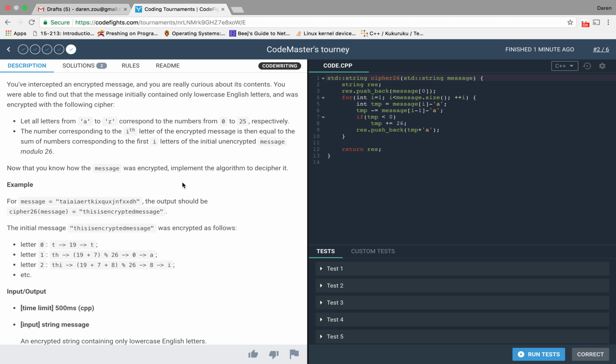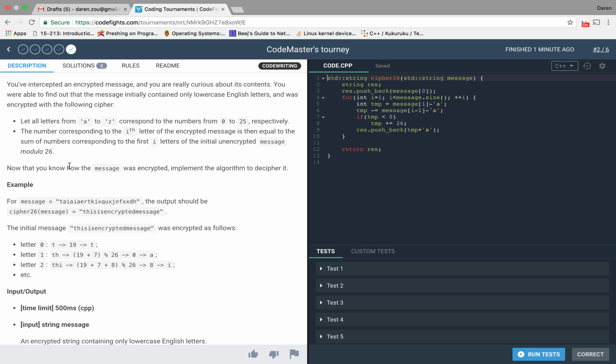Here, you've intercepted an encrypted message. So this one's actually a little hard. I'll read the question out loud first. You've intercepted an encrypted message, and you're really curious about its contents. You were able to find out that the message initially contained only lowercase English letters and was encrypted with the following cipher: all letters from A to Z correspond to numbers from 0 to 25 respectively. The number corresponding to the ith letter of the encrypted message is equal to the sum of the numbers corresponding to the first i letters of the initial unencrypted message modulo 26.